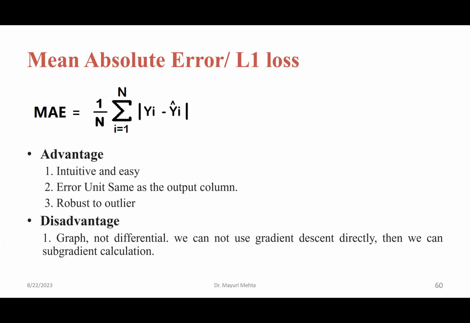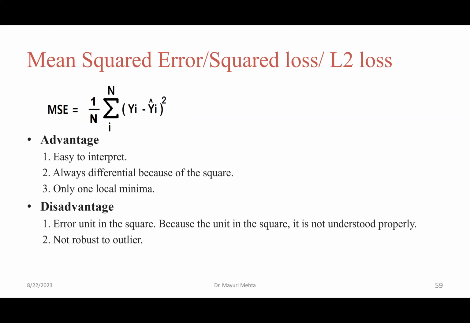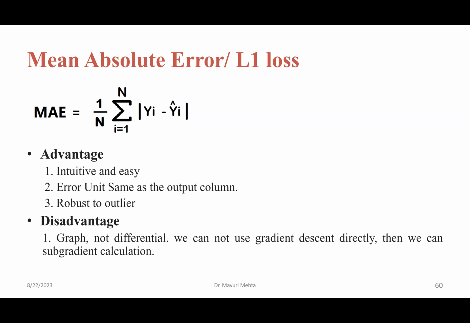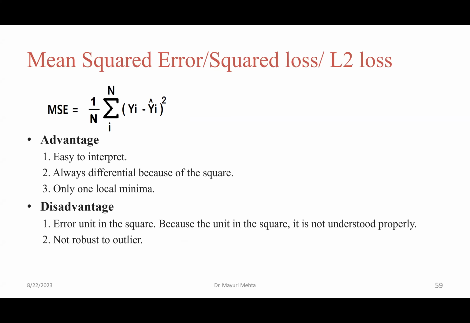Mean absolute error. Can anyone write in the chat box what the difference is? Look at the formula of mean squared error and look at the formula of mean absolute error, and tell me the difference from this formula. You may write in the chat box, so I'll come to know whether you are with me or not.